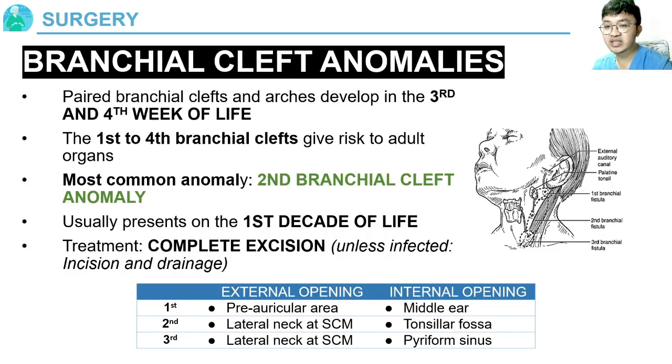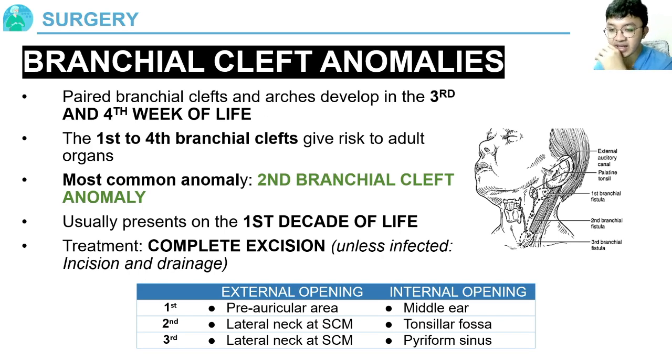So branchial cleft anomalies, your branchial clefts, they are paired. The clefts and arches develop in the 3rd and 4th week of life. If they are persistent, if they are still present when the child is born, you call that a persistent branchial cleft. And if there's a problem, it's an anomaly. Usually there's a fistula there. The 1st to 4th branchial clefts give rise to adult organs. Again, branchial cleft anomalies usually present in the first decade of life, and the treatment is usually complete excision, unless infected first, then you do an I&D. So the first three are very high yield.